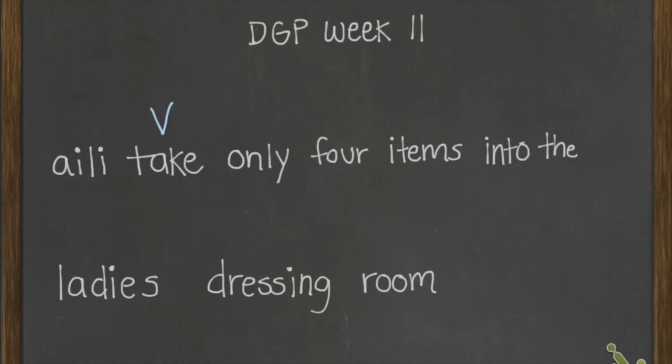Complements complete the meaning of the subject and the verb. We need to figure out where our subject is. This is a little tricky. In order to do this, let's see what's doing the taking. Ailey's doing the taking. But wait a minute. Ailey is not functioning as a subject. It's functioning as something else. Can you figure out what it is?